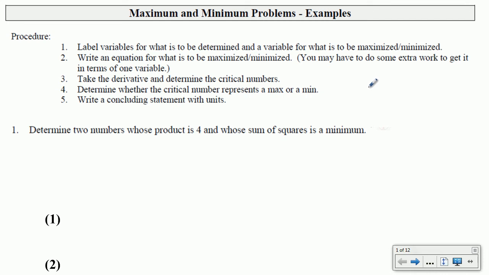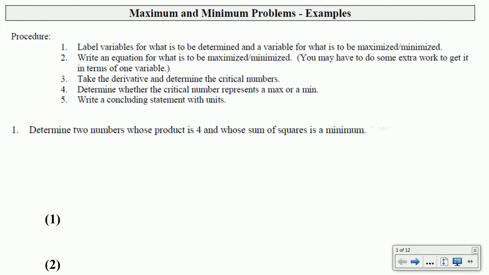Hello everyone. Today we're going to go through a few max and min problem examples. I've got 7 ready to go, but we'll probably split that up over a couple of videos so that it's a little bit easier to digest. So anyway, I hope you have a spare sheet of paper or 2 on hand because you'll probably need it.